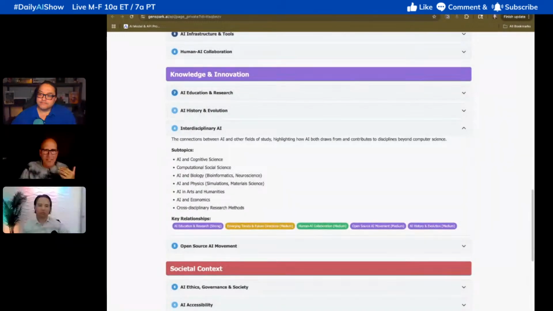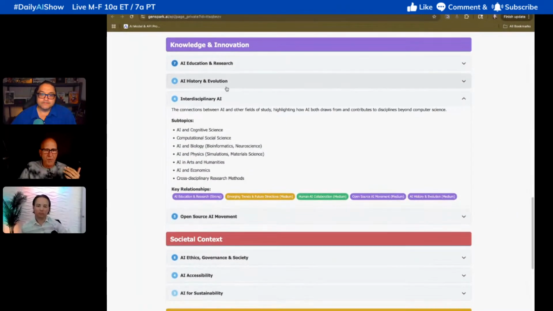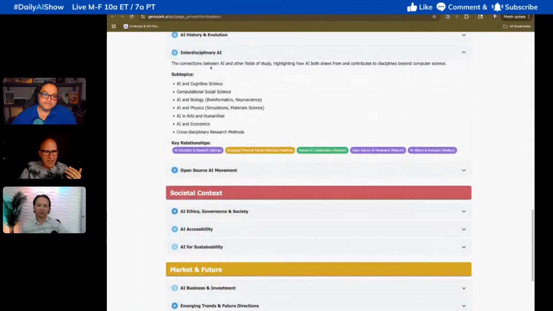Well, the one that I think didn't suddenly leap to mind was interdisciplinary AI. And I thought this was very interesting because it's the connections between AI and other fields of study, highlighting how AI both draws from and contributes to disciplines beyond computer science. And so this first one, AI, and there is some order in the subtopics as GenSpark presented them. So the first one listed is going to be one that has more weight.